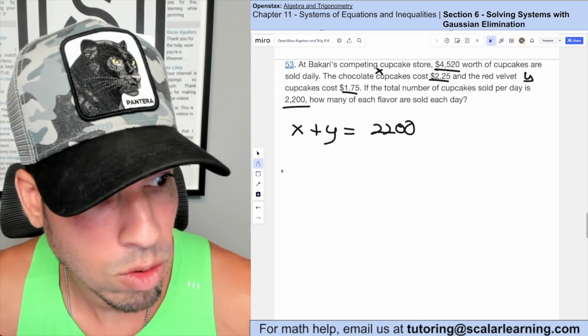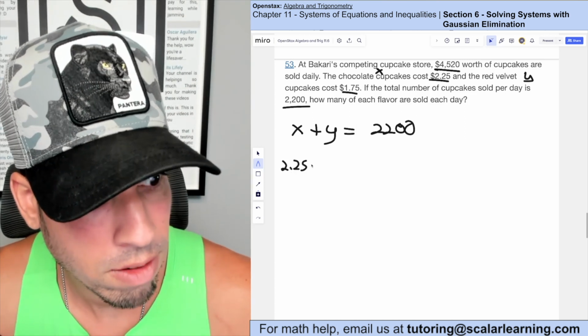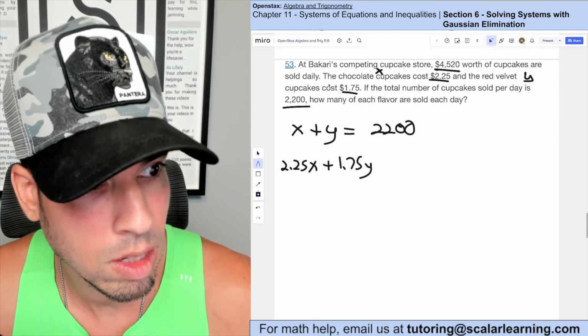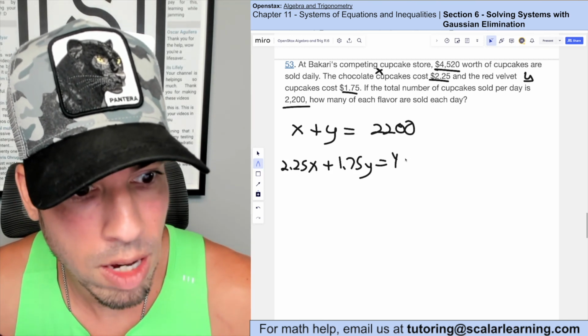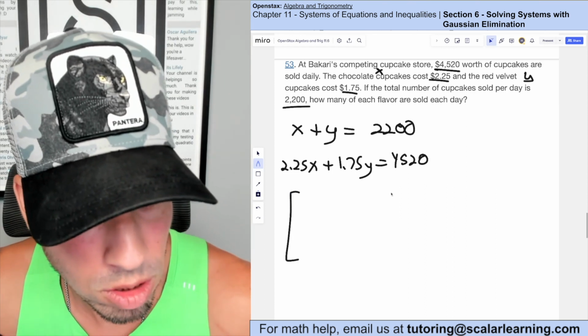And then for the other ones, I can use the price, right? Chocolate, which is $2.25 per one sold, plus $1.75 per red velvet sold, is equal to a total amount of 4,520. Okay, now we can make our augmented matrix. So let's check it out.